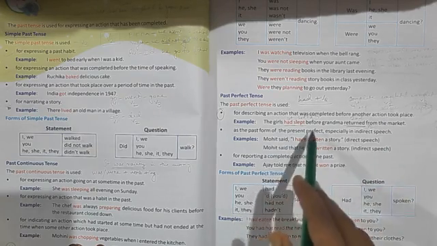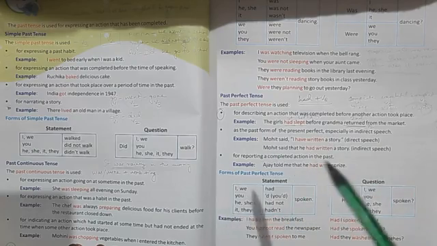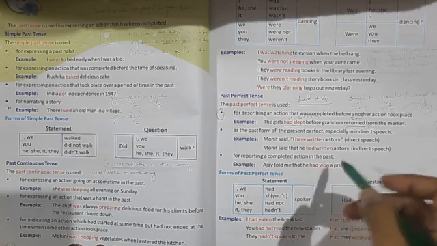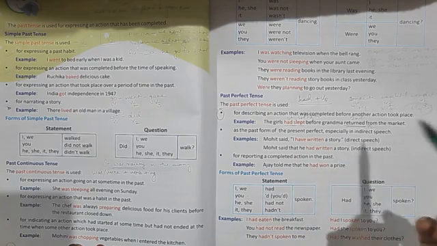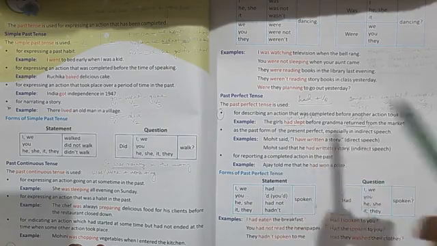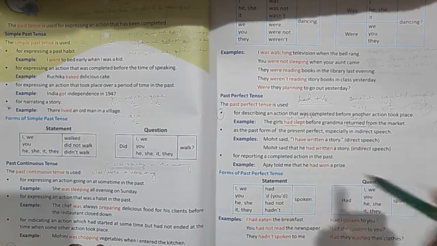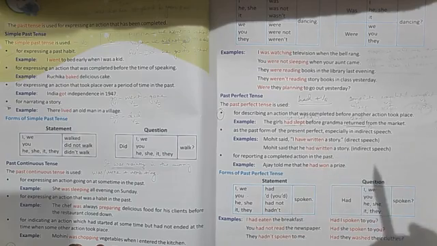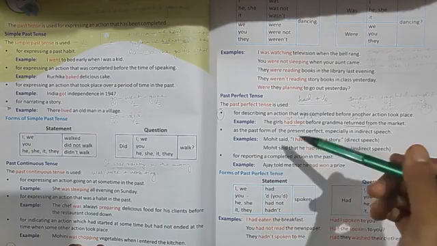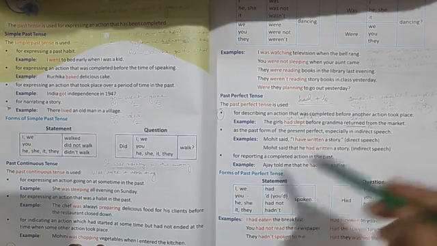Next, as the past form of the present perfect, if it is present perfect, has or have plus V3, it will change into had plus V3 in indirect speech. Mohit said, I have written a story. Mohit said that he had written a story, right? Written, have will change into had, simple. For reporting a completed action in the past: Ajay told me he had won a prize. Ajay told me he had given a speech. Okay, reporting some completed action in the long past. Format: had plus V3.